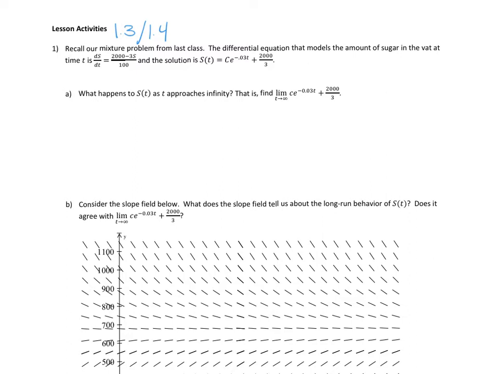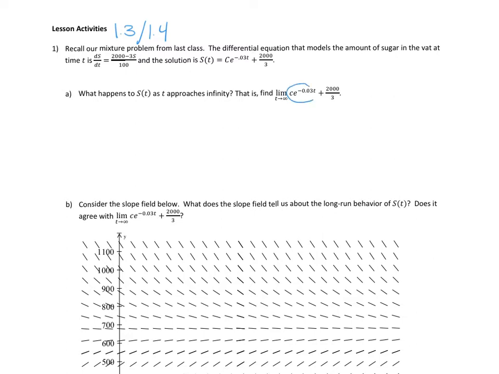The differential equation that models the amount of sugar in the vat at time t was ds/dt equals 2000 minus 3s over 100, and the solution is s of t equals ce to the negative 0.03t plus 2000 thirds. So what happens to s of t as t approaches infinity? That is, find the limit as t goes to infinity of ce to the negative 0.03t plus 2000 thirds.